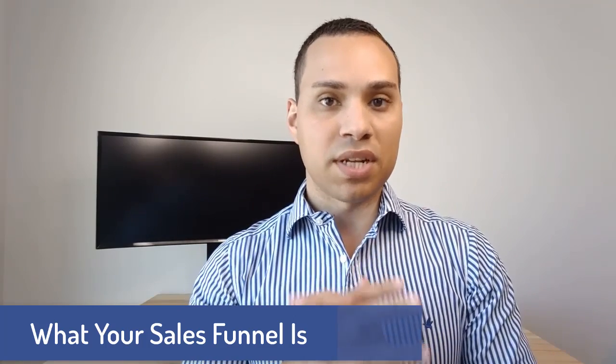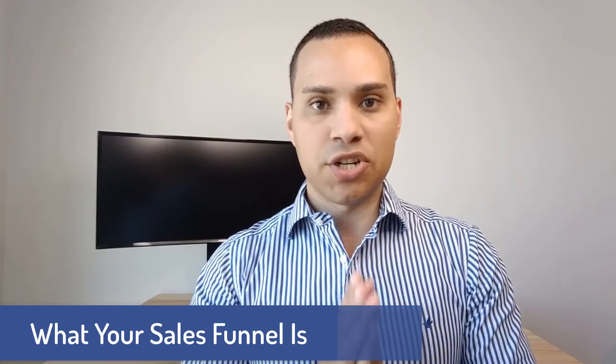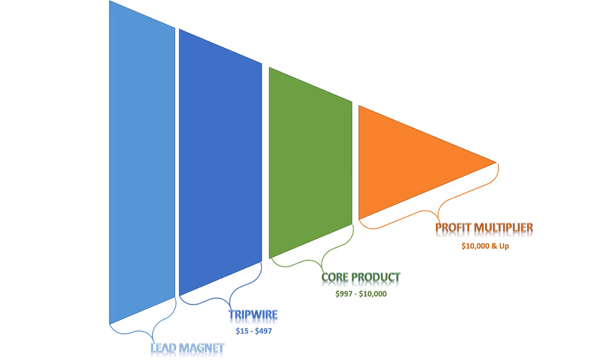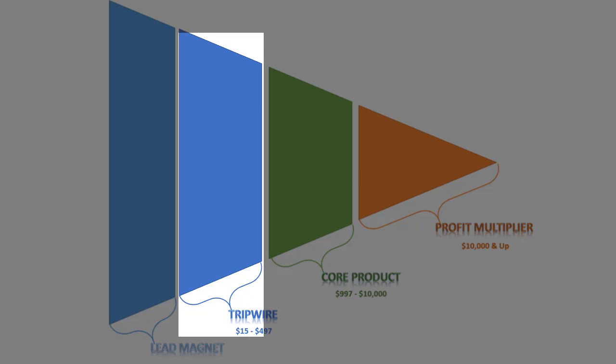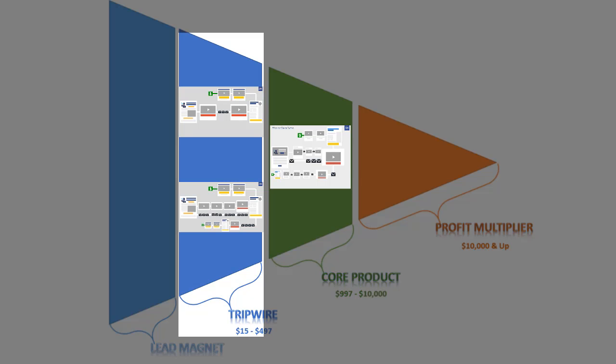Now, I want you to think of your sales funnel as a strategic relationship building process. Right? So we have that big macro view here of what your entire business sales funnel is going to look like. And then on a micro scale, we have multiple sales funnels that sell different products and services that solve different problems for our customers, right?